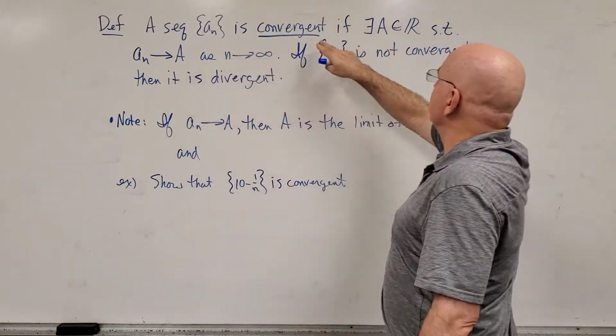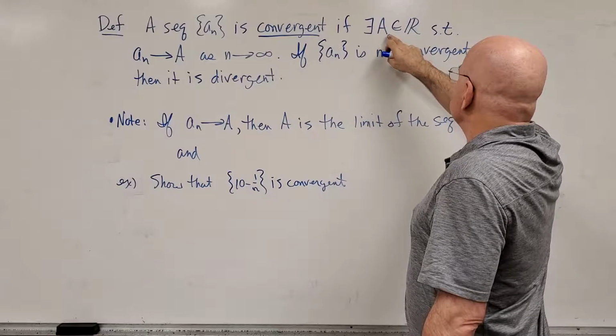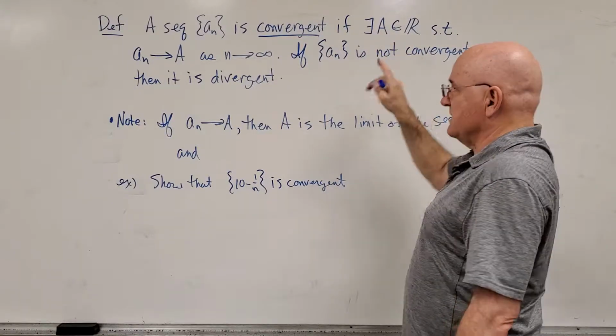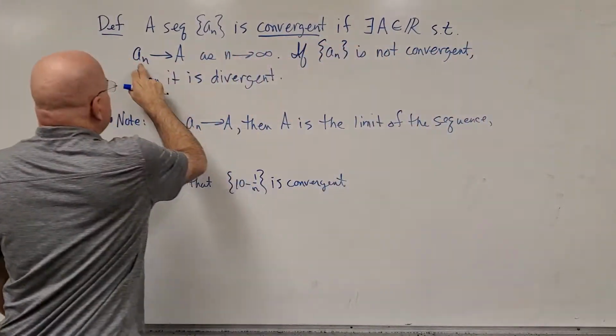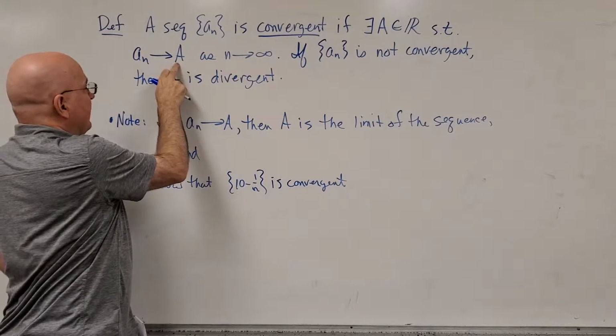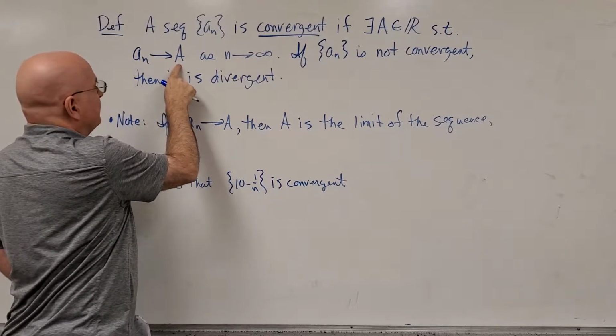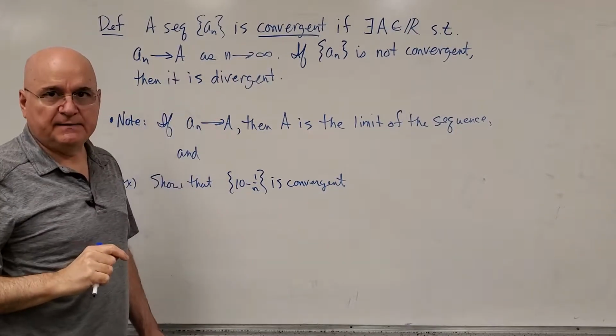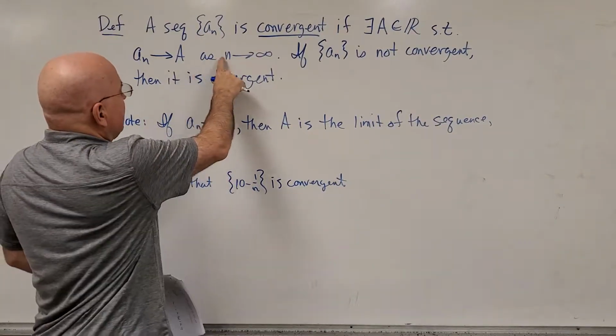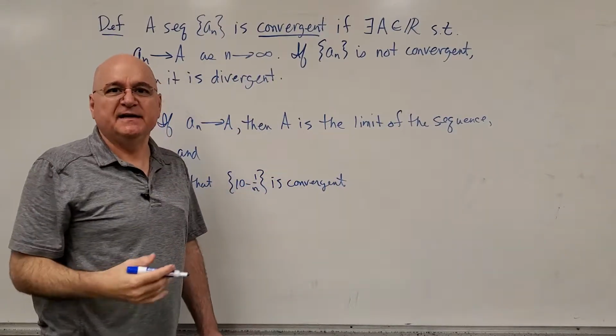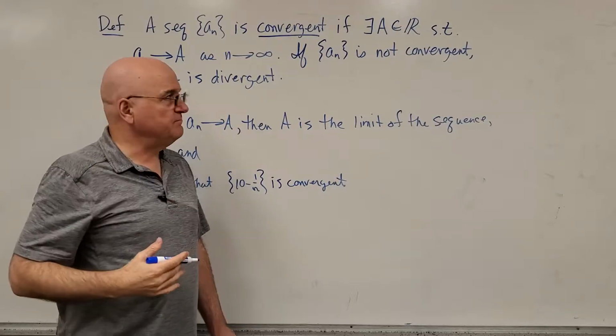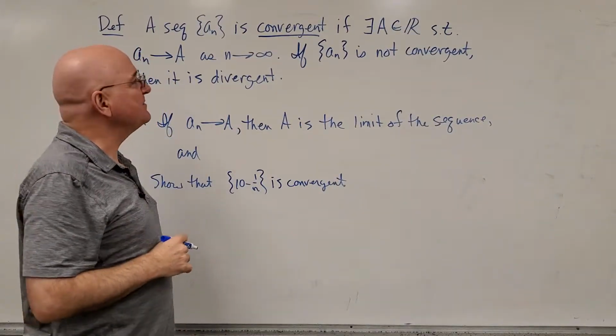Sequence a_n is convergent if there exists a real number, capital A, such that a_n goes to A, converges to A, the real number, as n goes to infinity. And as I've mentioned, sometimes I leave off the "as n goes to infinity." It should be there, but I kind of use shorthand sometimes.